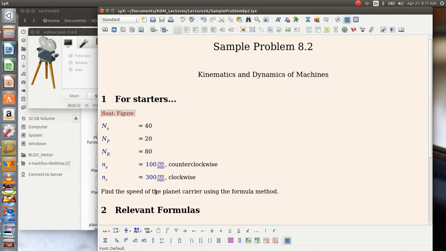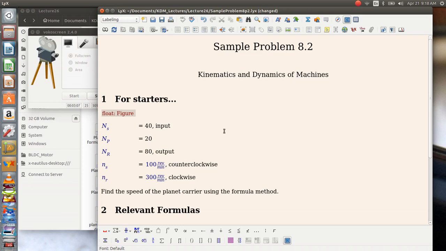What we're going to do then is find the speed of the planet carrier, and we'll use the formula method. First, a couple of things that we should designate immediately. Let's go ahead and state, just as our starting point, that we're going to call the sun the input for the system, and we'll call the ring the output. This is an arbitrary thing, but we do need to have some kind of starting point in order to perform the analysis, so it's entirely reasonable to state that.